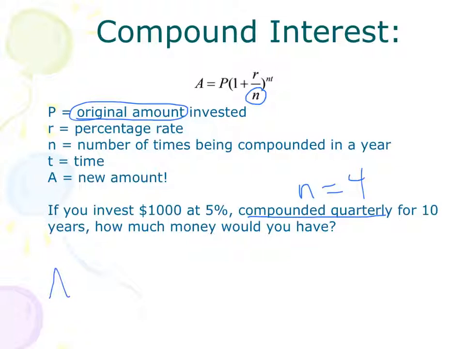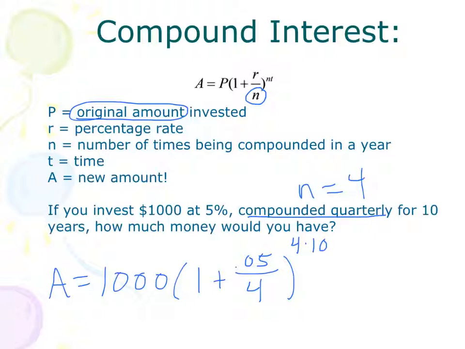So if I want the amount here, P is 1,000. I need to do 1 plus because this needs to be a growth model. If I just did my rate of 0.05, that would make it a decay model. Anytime you see an interest rate, though, it's per year. So we don't get 5% of $1,000, we get 1/4 of it. And as far as the power goes, this is going to be 4 times 10. Interest is going to be added to our investment 4 times a year for 10 years.